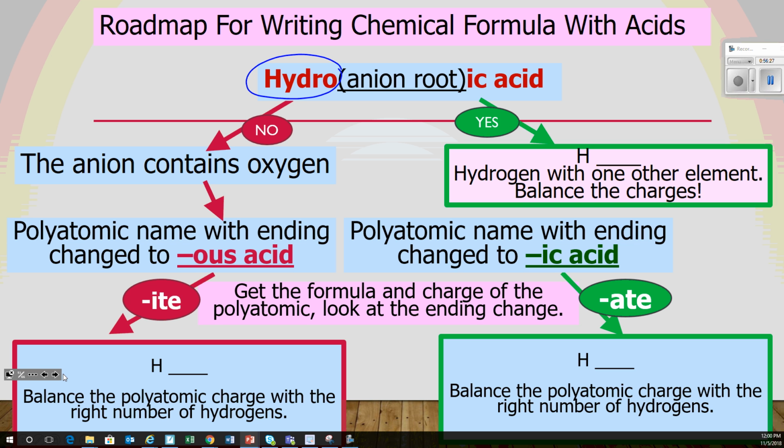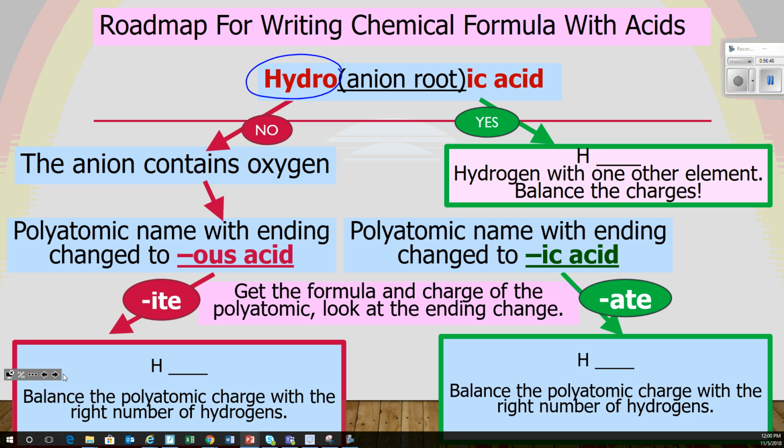And then I've got to look at the ending. Is it an OUS ending? Then it's an acid, and the polyatomic had an ite ending. So change the OUS to ite and go looking for that polyatomic. Then you still have to balance the charge with a hydrogen. It might need more than one hydrogen.